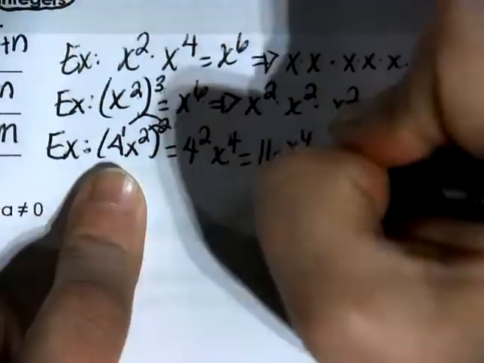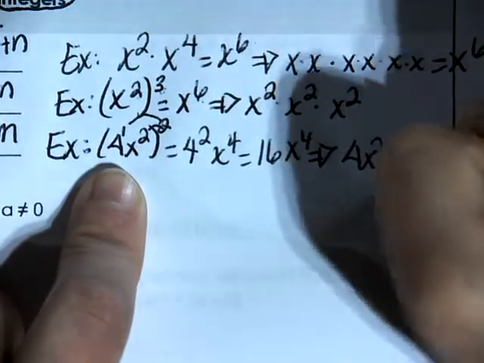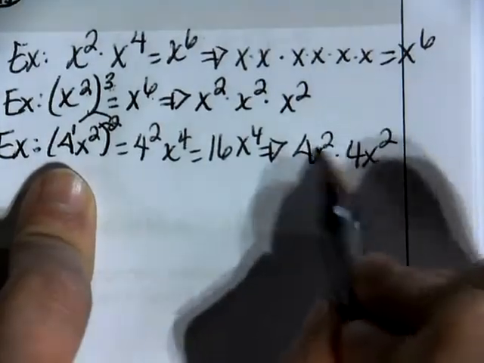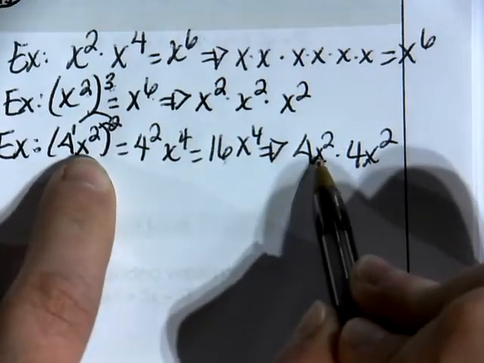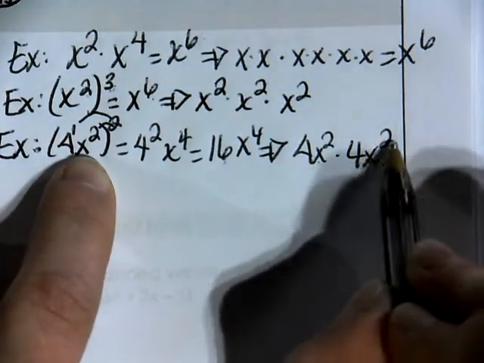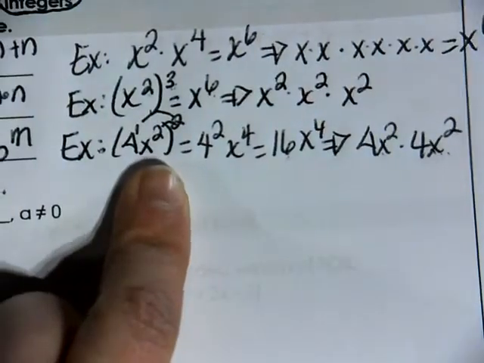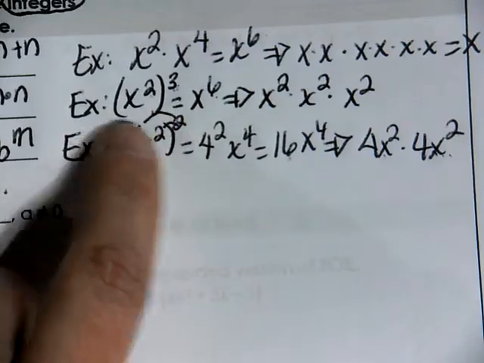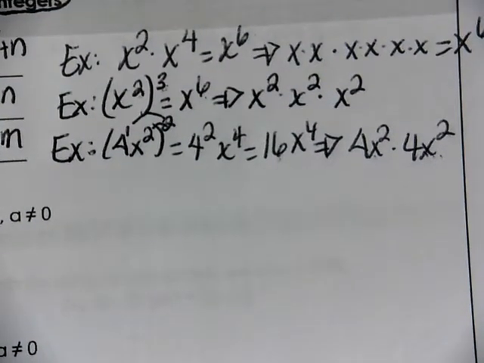If you think about what this expression means, it means 4x squared times 4x squared, in which we would multiply our numbers together. 4 times 4 would give us 16. And we would multiply our variables together, in which we would add our exponents. 2 plus 2 is 4. And that's how you end up getting your answer. So we would distribute that exponent to each piece, to each base.